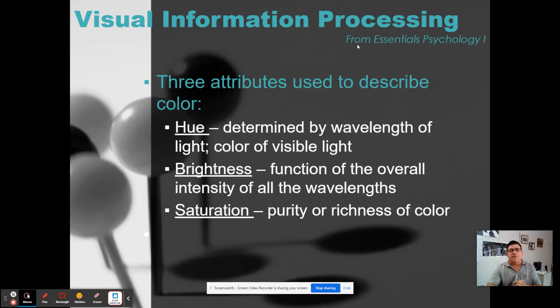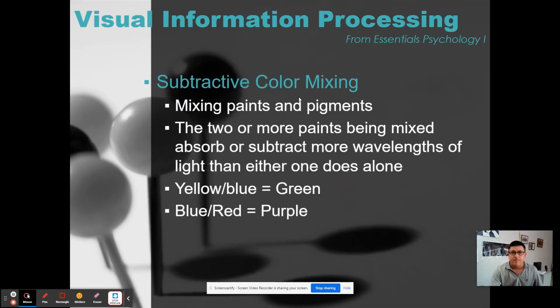These are three attributes to describe color: hue, brightness, and saturation. Again, not too much on the AP test about that, but please be aware of it just in case, okay?